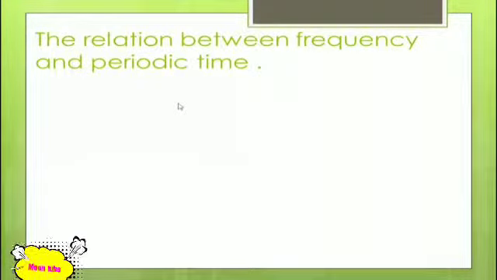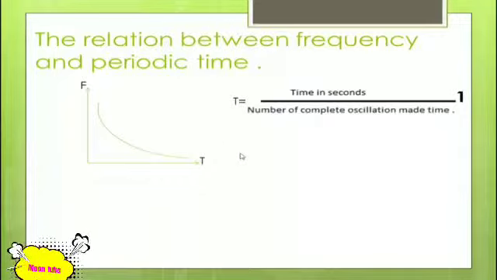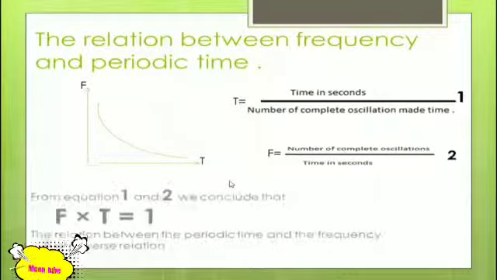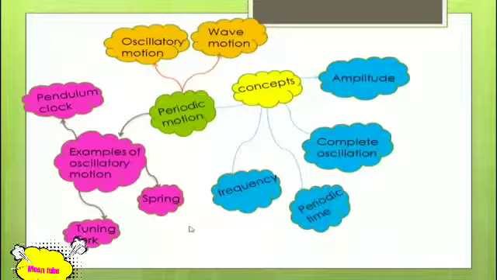What is the relation between frequency and periodic time? We find that frequency, when multiplied by periodic time, equals 1. We can represent it graphically by this graph. So the frequency and periodic time are in an inverse relation. In other words, if the frequency decreases, the periodic time increases, and vice versa. You can concentrate on this figure, the brain map of the periodic motion, and read it carefully.